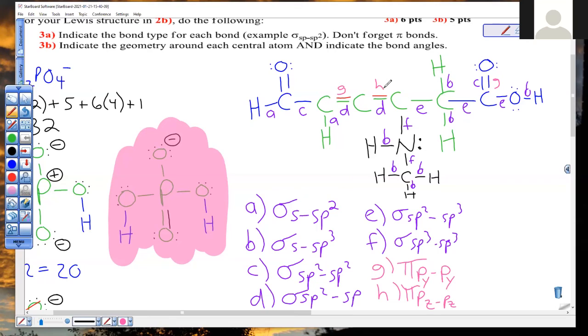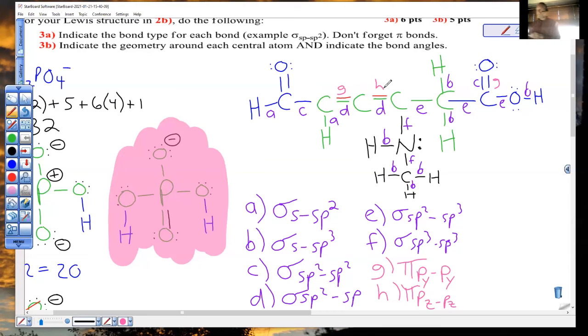Wait, so it doesn't matter if you put it as a py or a pz or a px? Correct. As long as they match, then I am a happy teacher grading your exam. Okay. And the last part is the geometry of a central atom.